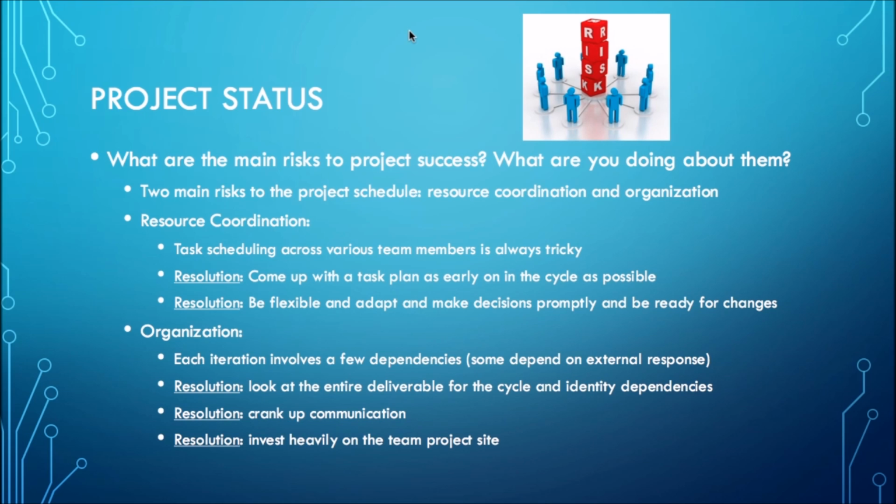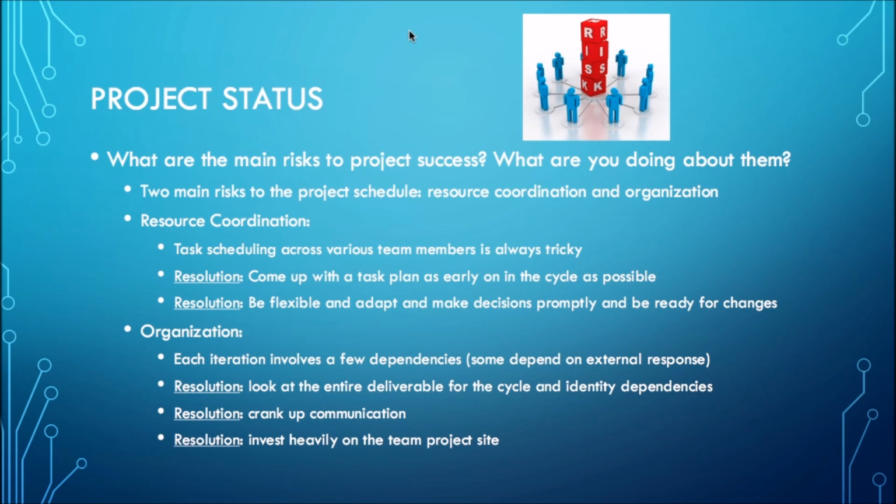The team has identified 2 major risks that may impact productivity and schedule. The 2 risks are resource coordination and organization of project tasks. Task scheduling across various team members is always tricky. This is especially true with differing schedules. Our planned resolution for this risk is to come up with a task plan as early on in the cycle as possible, and to be flexible and adaptive while making key decisions promptly and always be ready for change.